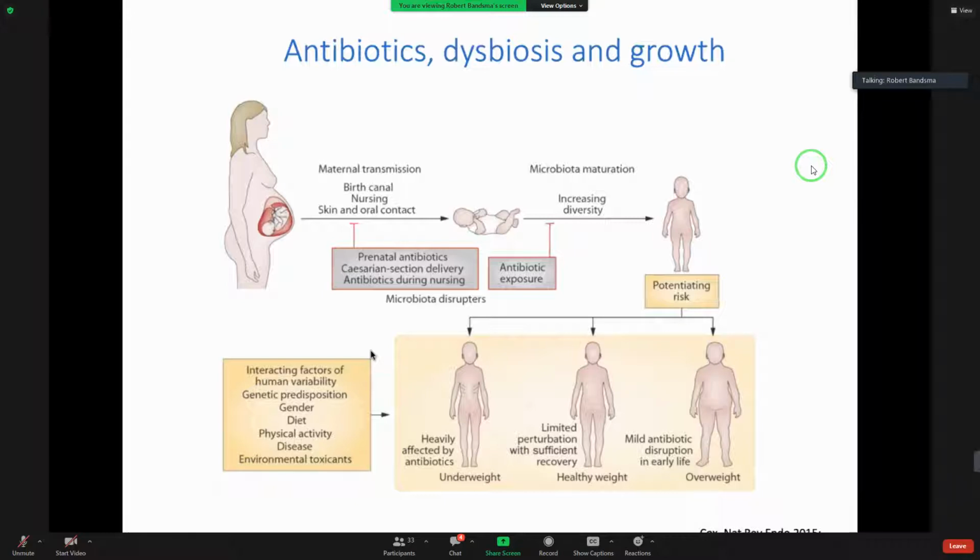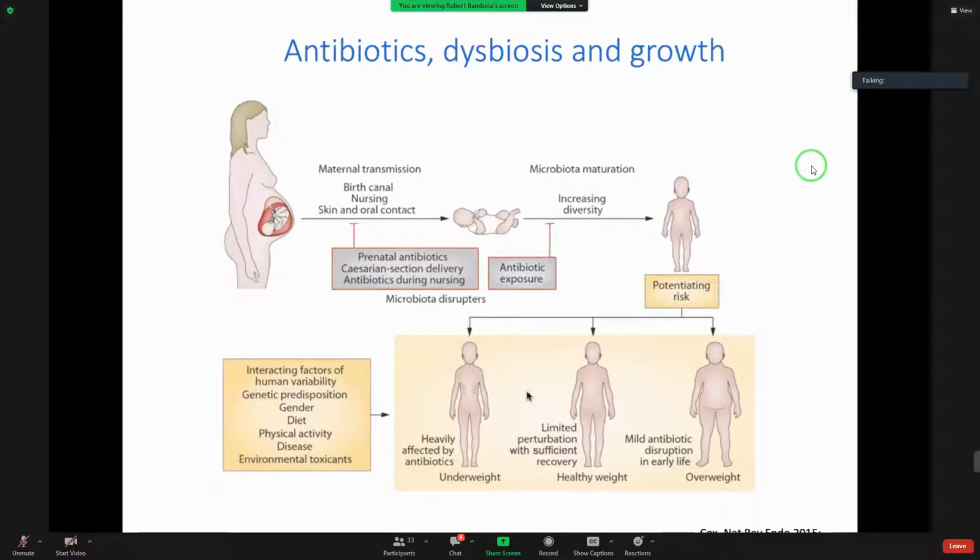We know that also, for example, from the agricultural sector, where antibiotics have been used, for example, in chicken and other animals to improve growth. So that's been a long-standing practice. I think that community has known for a long time that by changing the microbiome through antibiotic exposure, you can affect growth.